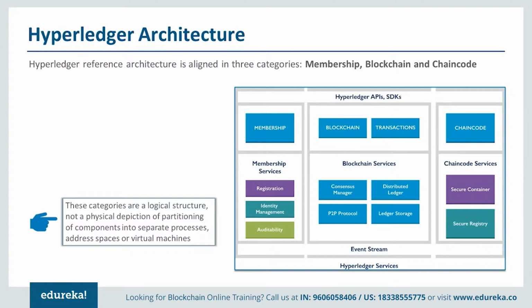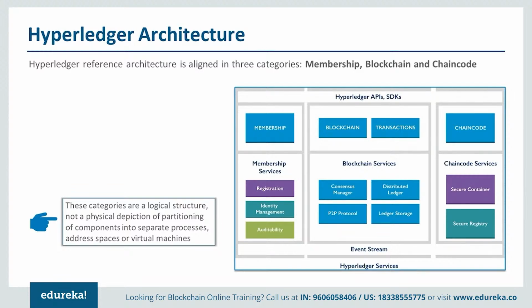So your membership is one layer, then your chain code is another layer. So chain code basically means your smart contract. Smart contracts are basically deployed on your secure container using the secure registry. So smart contracts are also secured by the digital keys before they are deployed, and they are deployed under the Docker container model so that they are more secure and easy to deploy.